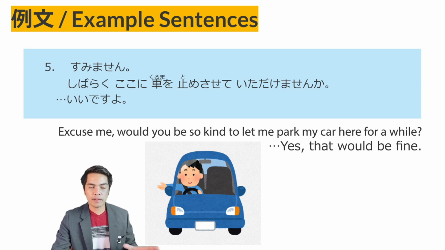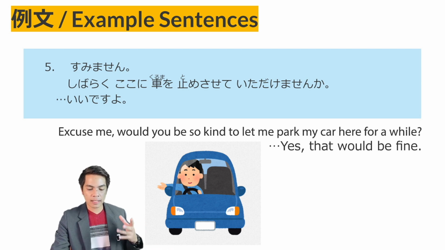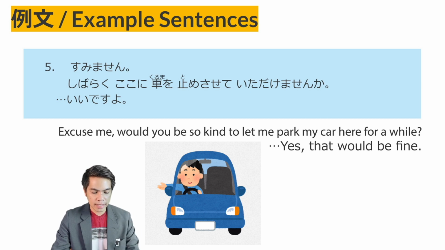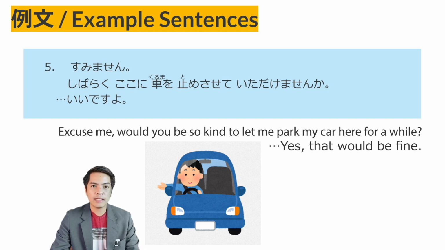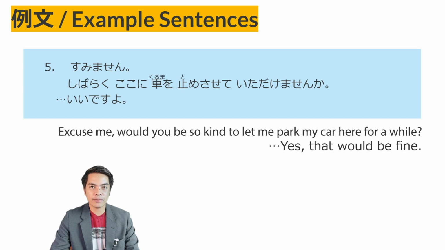If you remember our previous lesson, the verb te itadakimasen ka, asking a favor from someone. Could you let me, or could you make me, or let me park my car here? Ii desu yo. So you can also use the causative form of verbs to ask someone politely to make you do something, or to let you do something. And now let's watch the conversation video.